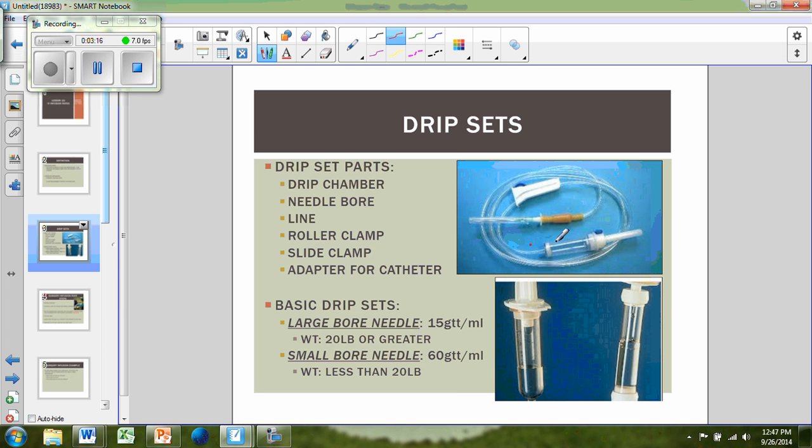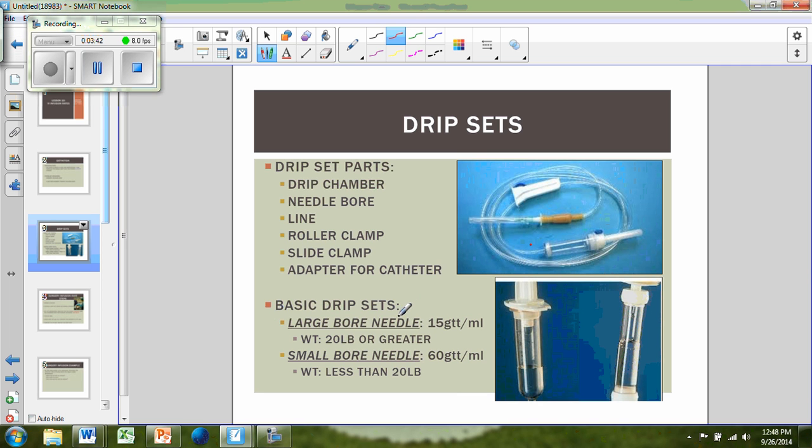Adapter for the catheter. This is this orangish, yellowish, golden area here at the end of the line. This adapter will connect to the catheter that is inside of the animal's arm. So here you can see it's adapted to a needle, which is common as well. So basically the adapter is where the catheter connects to the IV line.